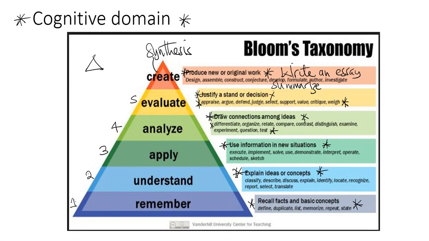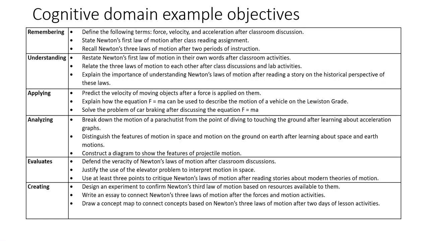So let's see some examples of these objectives. Now, if you talk about remembering, I would say by the end of this class, I want my students to be able to define the following terms: force, velocity, and acceleration after classroom discussion. State Newton's first law of motion after class reading assignment. Recall Newton's 3 laws of motion after 2 periods of instruction. So you can see the verbs that I'm using here: define, state, recall. Those ones are among remembering.